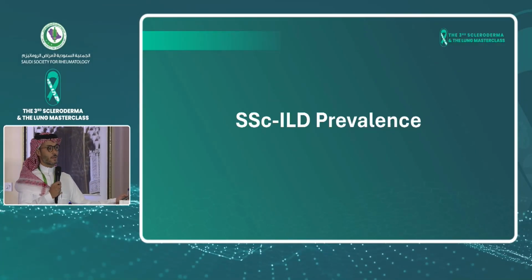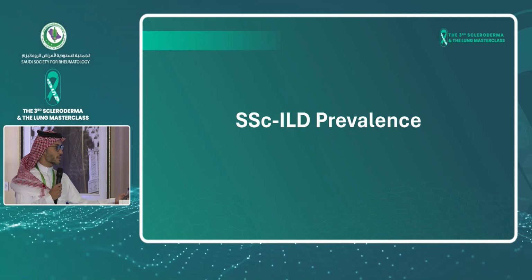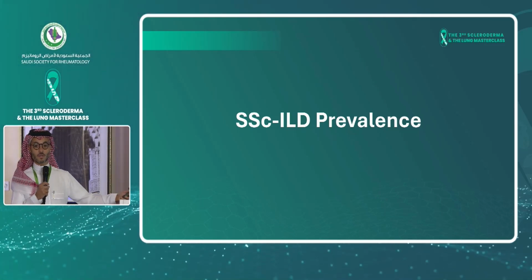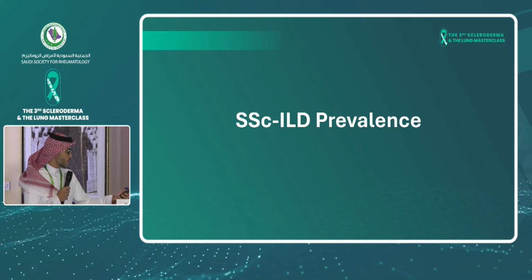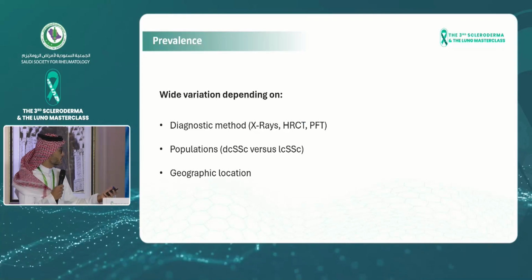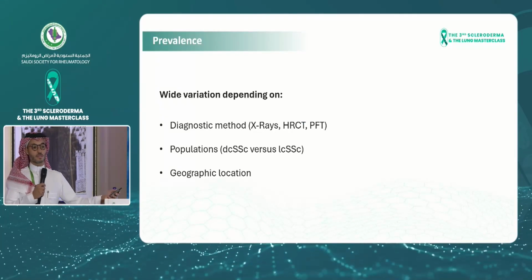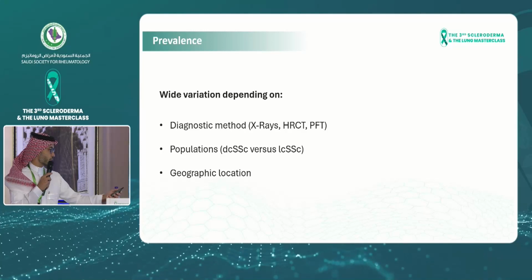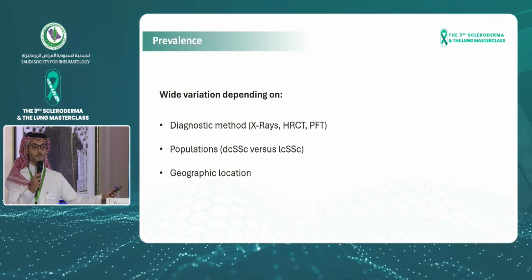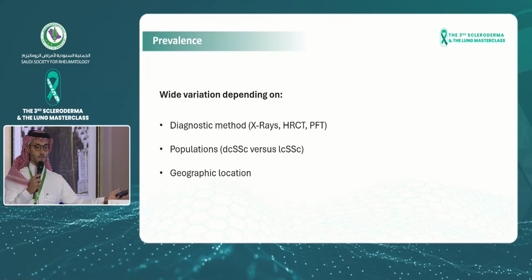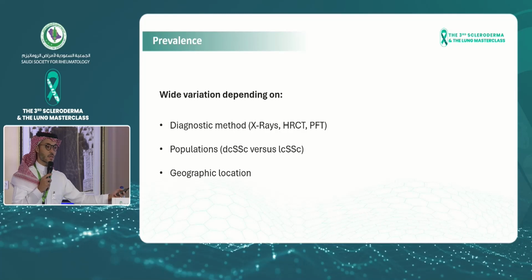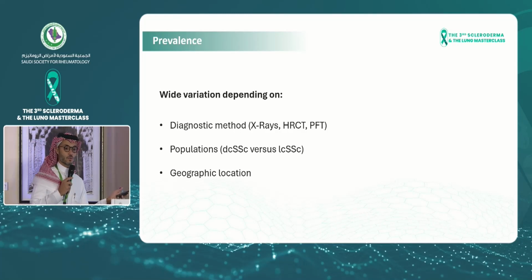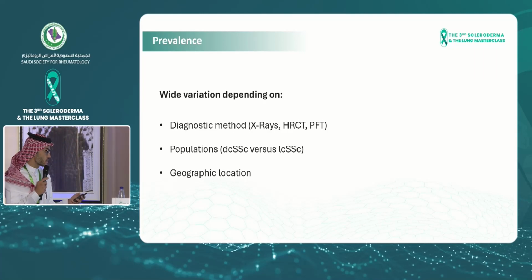Scleroderma ILD prevalence. As mentioned by Dr. Hanan in her introduction, in postmortem analysis of patients with scleroderma, up to 100% will have lung involvement of some kind. If you look at the studies, the prevalence is variable, and that's probably because of many factors. The first is what we used to diagnose the patient: is it chest X-ray, HRCT, or PFT? The second is which patient population you're looking at: diffuse patients or more limited patients? And lastly, the geographic location.